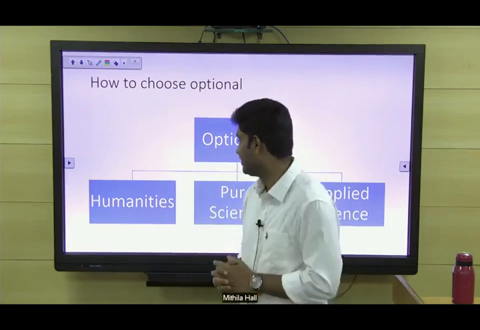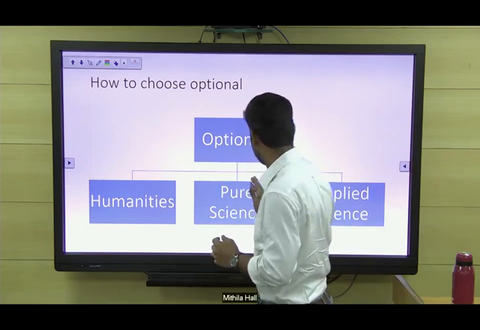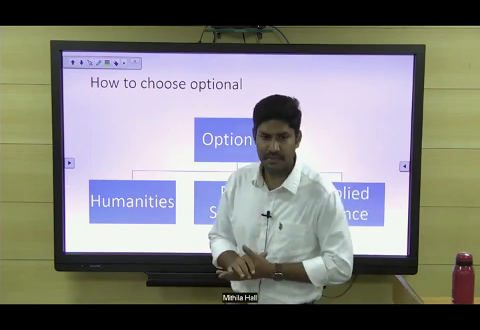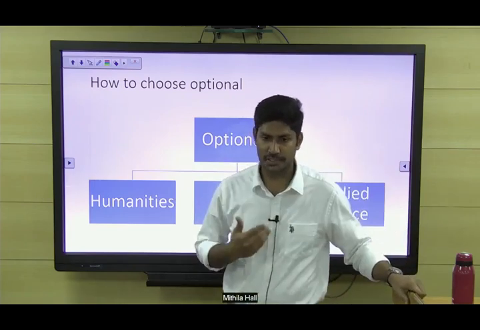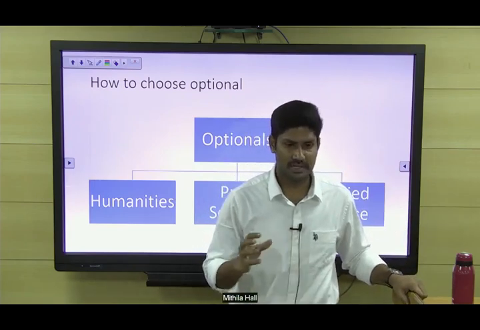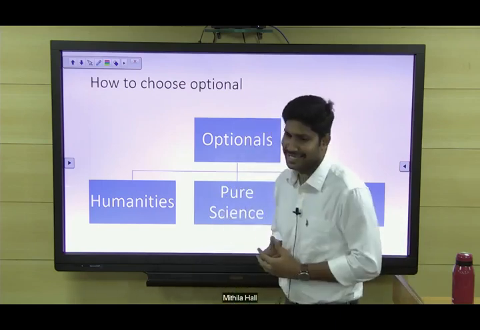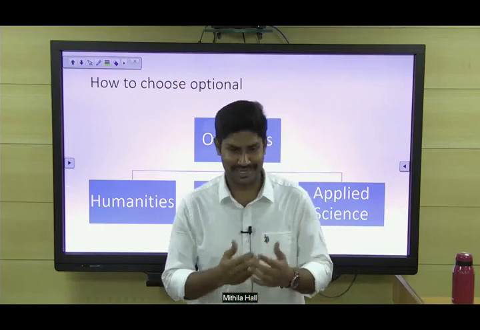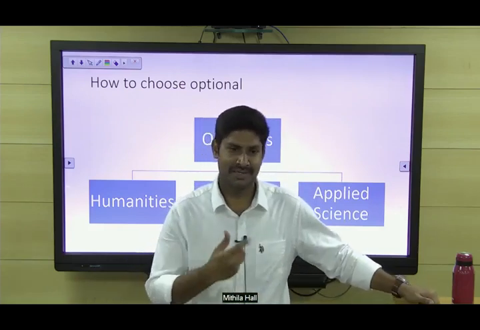See, there are three kinds of optionals in UPSC: humanities subjects, pure science, and applied science. Here, the humanities subjects are sociology, public administration, anthropology. These are the very common, popular optionals in UPSC. And recently, agriculture is also one more popular optional. It's getting popular recently. So in the top 5 optionals, agriculture is also one of them.